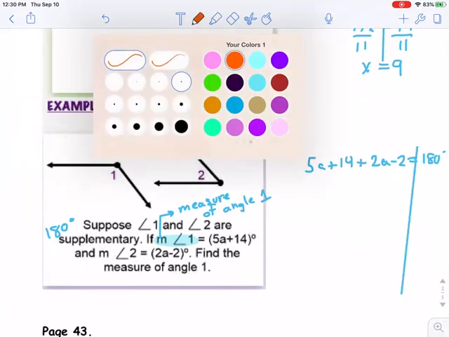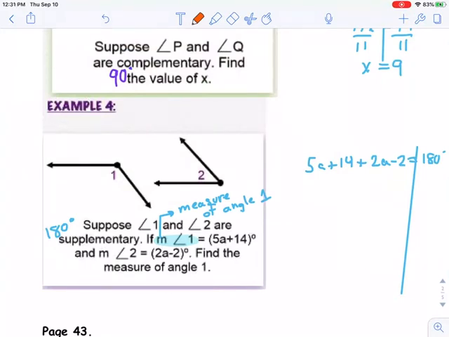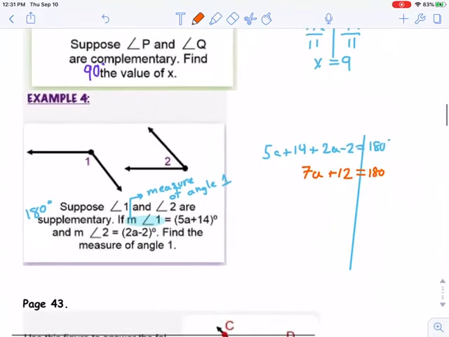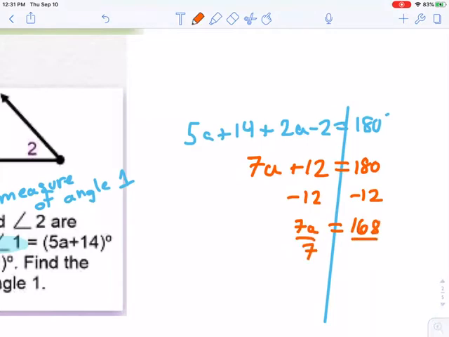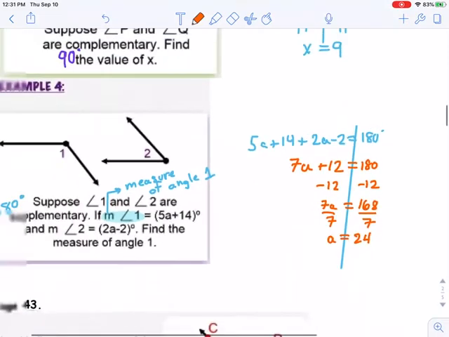All right, so this left side, we have to combine like terms. 5a plus 2a is 7a. 14 minus 2 is plus 12, equals 180. Then remember, since we're moving the 12 from the left side to the right side, I have to undo the operation. So I'm going to undo plus 12 to minus 12. So I get 7a equals 168. Divide both sides by 7, and I get a equals 24.